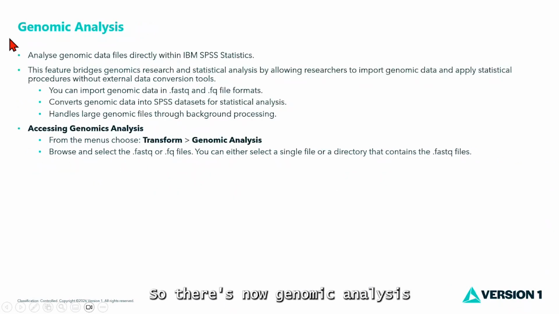So there's now genomic analysis in IBM SPSS Statistics. And this feature bridges genomics research and statistical analysis by allowing researchers to import genomic data and apply statistical procedures without the need for external data conversion tools. So you can import the file types, and this converts genomic data into SPSS data sets for analysis. It can also handle large files. Now, to access the procedure, just go to the Transform menu and select Genomic Analysis, and then you can browse and select for the file types.